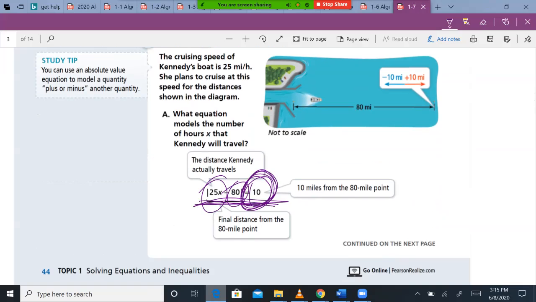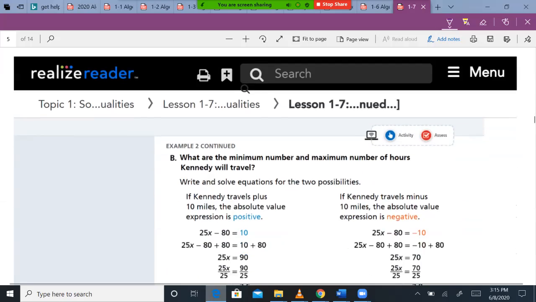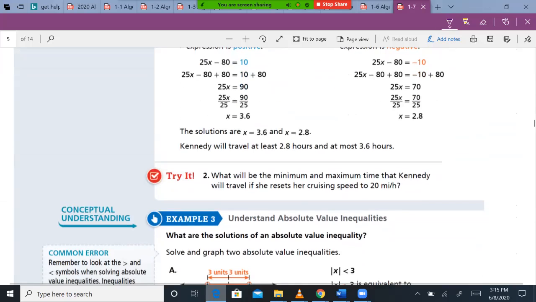Here's your inequality. So we have our absolute value equation. Once we get that, we just solve for x, which is what they do here. It can be positive 10 or negative 10, so it's between 2.8 and 3.6 hours that Kennedy is allowed to travel. So let's talk about this one. What will be the minimum and maximum time if now, instead of 25, it's 20? So 20x minus 80 equals 10, same thing.